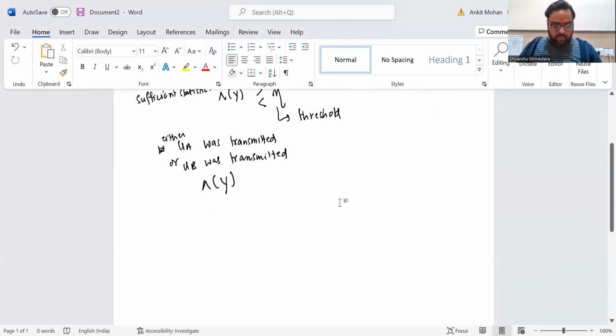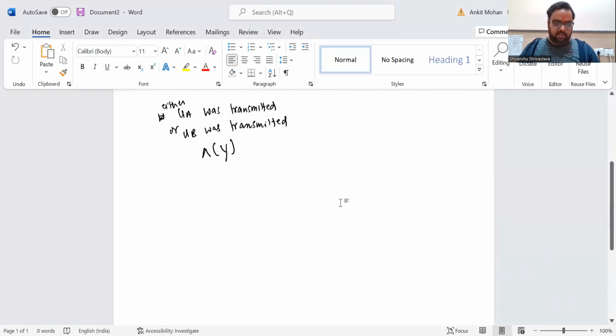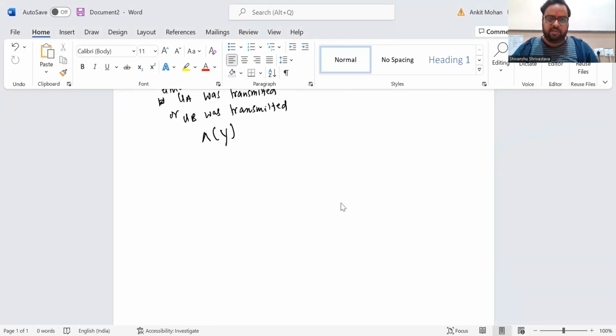Now, we have all seen that we have the sufficient statistic and we want to compare it with the threshold value, to know whether it is greater than the threshold value or less than the threshold value. If it is greater than the threshold value, one hypothesis would be concluded, and if it is less than the threshold value, the other hypothesis would be concluded. On the basis of this, we are basically solving this hypothesis detection problem.